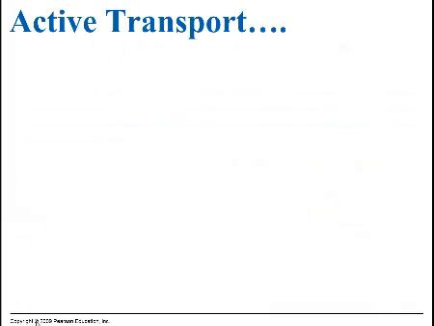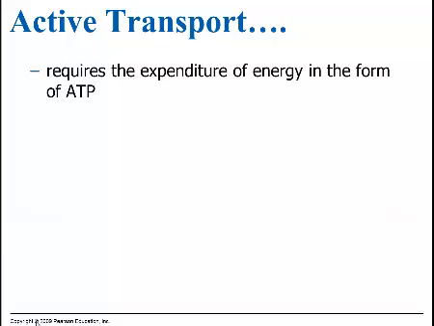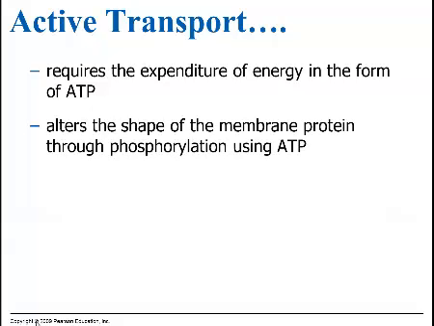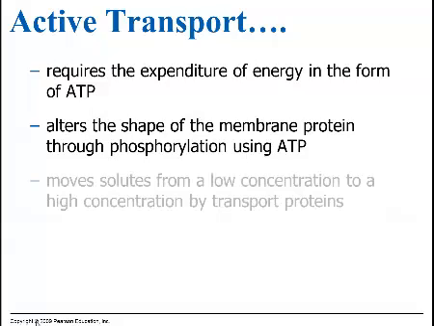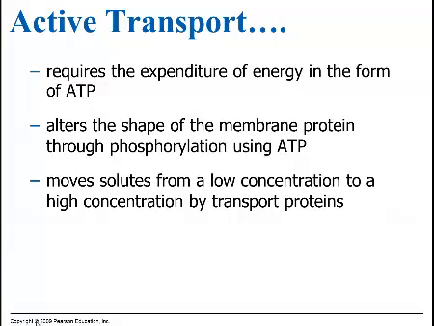So active transport is important for a couple of reasons. First, it requires the expenditure of energy in the form of ATP. It alters the shape of the membrane protein through phosphorylation using ATP. It moves solutes from a low concentration to a high concentration by using transport proteins.